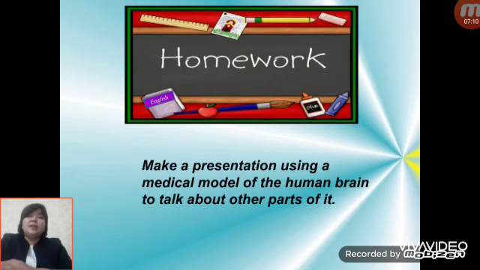Now, let's take your homework. Make a presentation using a medical model of the human brain to talk about other parts of it. I think the lesson is clear to everybody and the homework is clear to everybody.